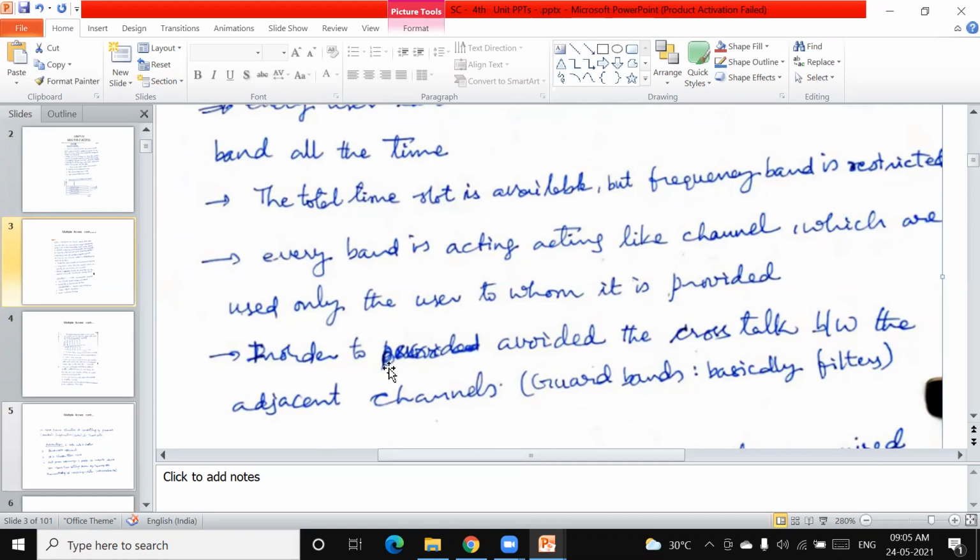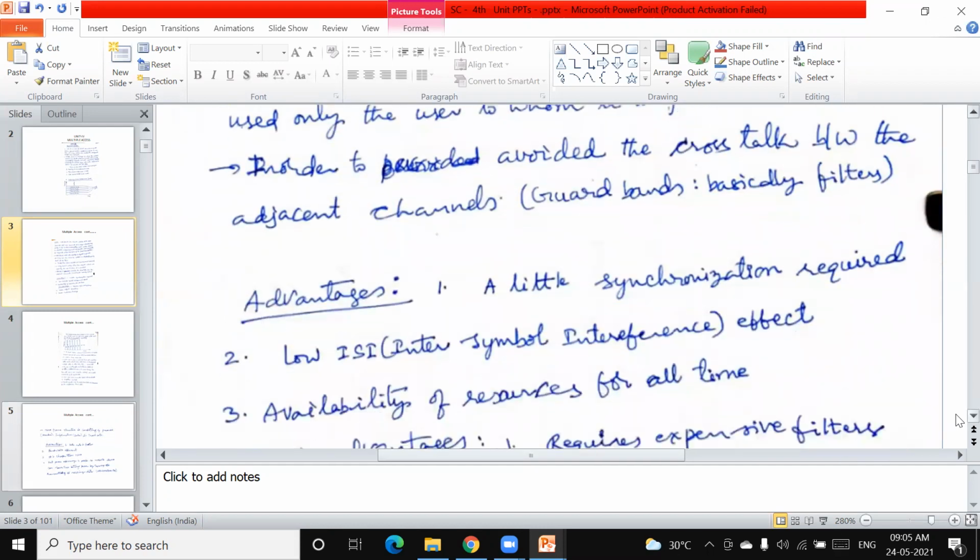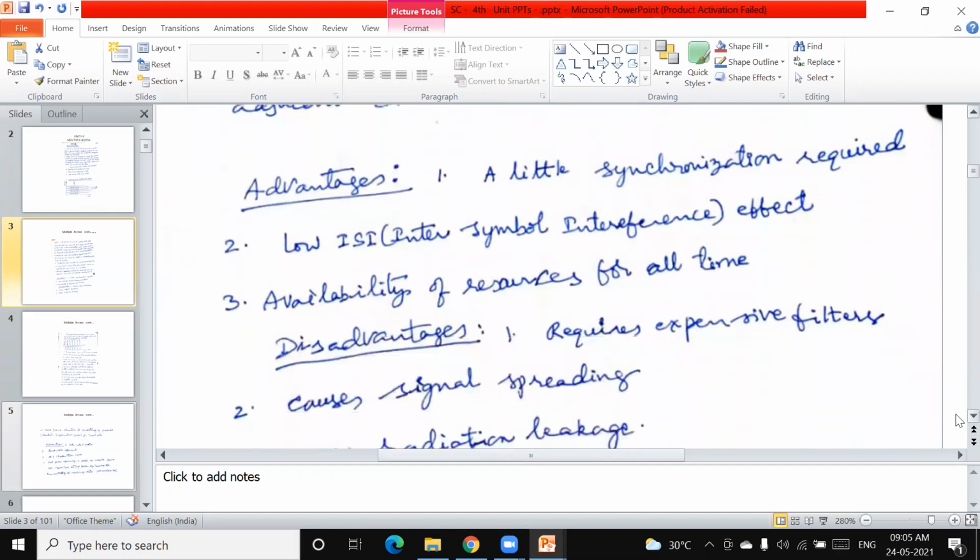So similarly, in order to avoid the crosstalk between the adjacent channels, guard bands are used. It is clear, as I said earlier, guard bands are used for avoiding the crosstalk and the interference. So now these are the basic things. With the complete structure, we'll study one by one later.